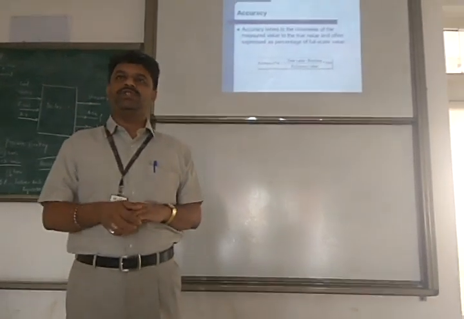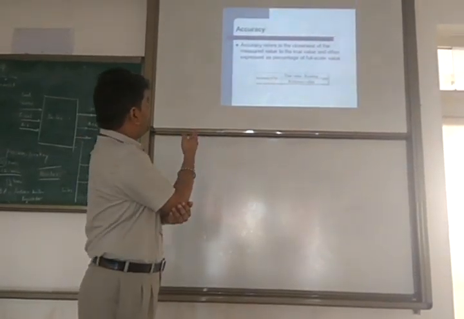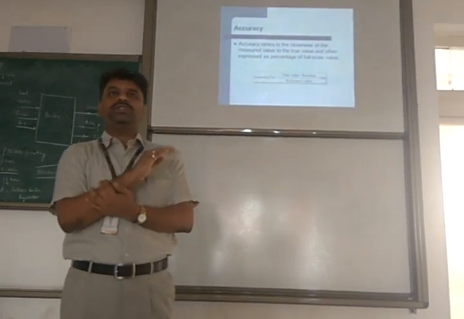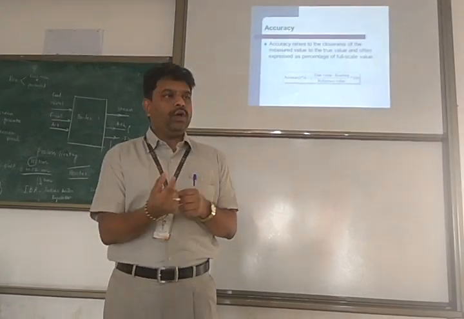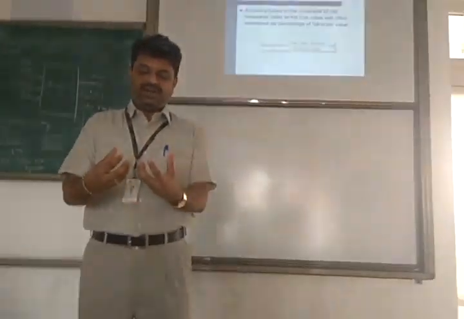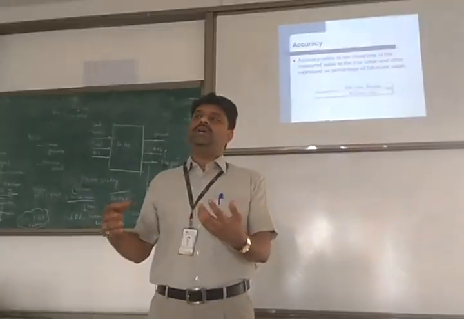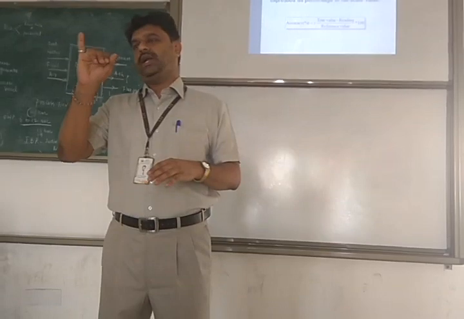That's the formula. So the meaning of accuracy is the closeness of the measured value to the true value. If it is very close, that means it is a very good, accurate instrument. If the measured value is far away from the true value, then the accuracy is less. Is that clear? That's one.